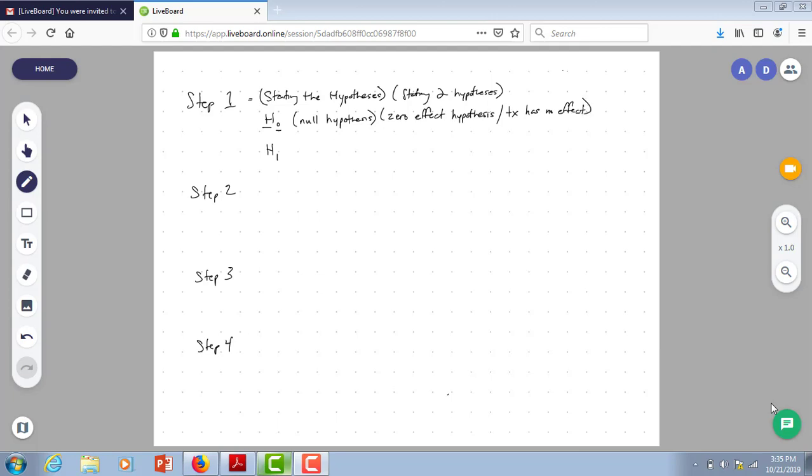The alternative hypothesis is identified by a capital H with the subscript of 1. It's the alt hypothesis, and it generally says that the treatment has an effect. So the researcher is looking to disprove the null hypothesis, and most researchers are looking to garner support for the alternative hypothesis.